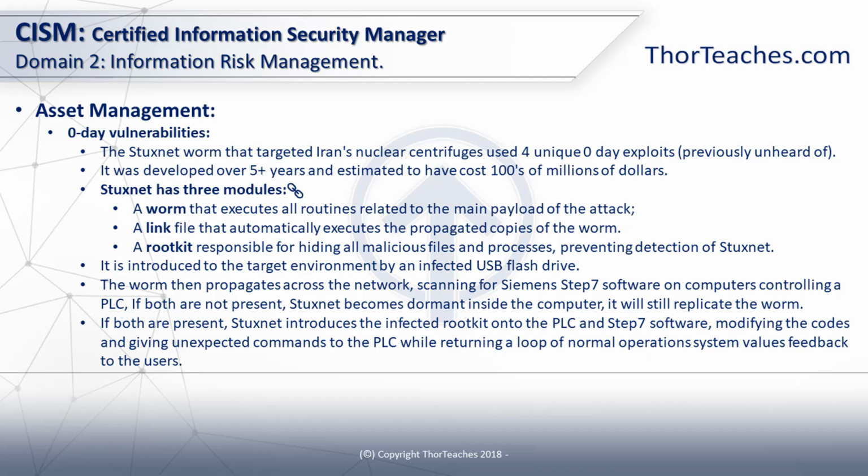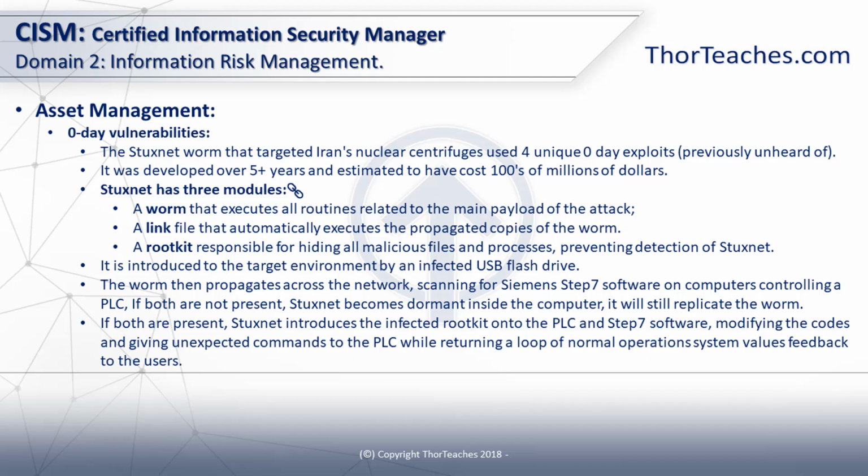The Stuxnet worm had 3 separate components: a worm that would propagate itself through the system, a link that would automatically execute the propagated copies of the worm, and then a rootkit that would hide itself and prevent the detection of Stuxnet. The worm would spread itself as much as it could. That's what worms do. And it would scan for Siemens Step 7 software on any of the computers it was on, and it would need to control a PLC.